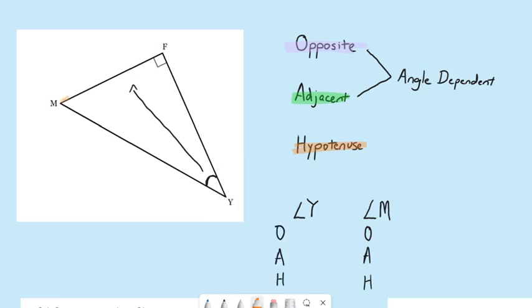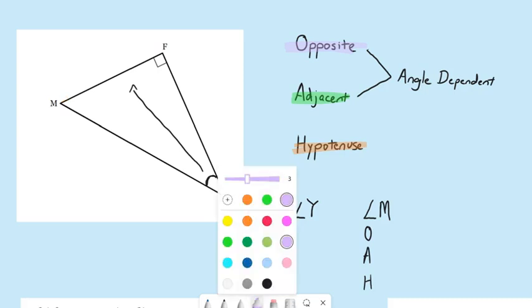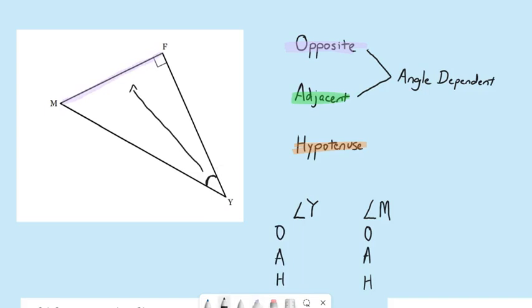Oops, I swear I hit purple. Okay, there we go. Let's try it again. There we go. Okay, so we have line segment FM right there. Okay. Now, I'll write it down here. FM.